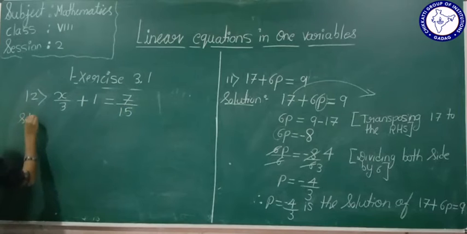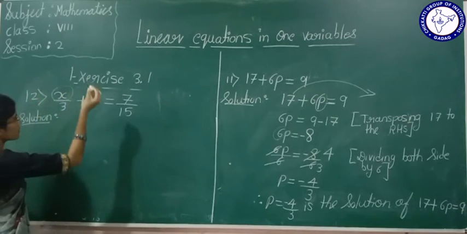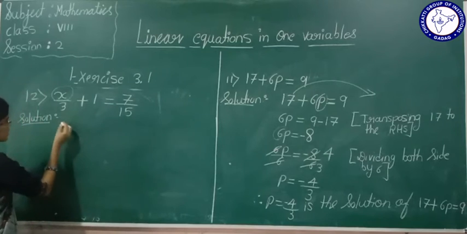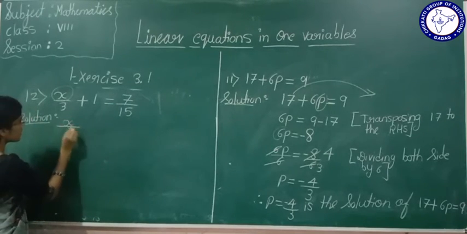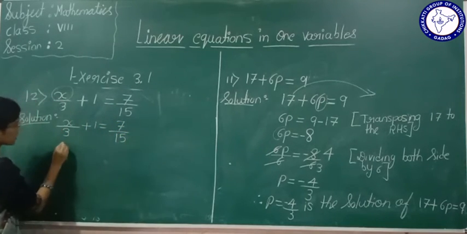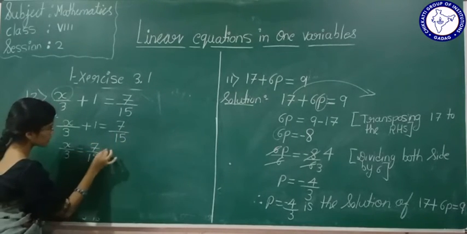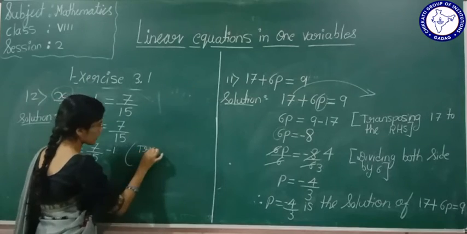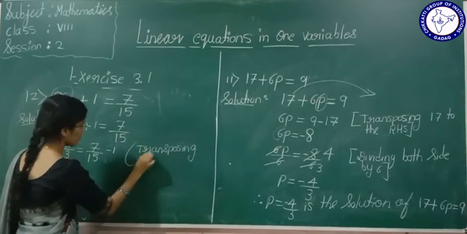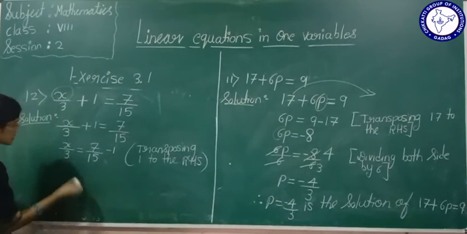See the solution. We want to know the value of x here, right? What will we do? First we will remove this 1. How to remove? Transposing 1 to the RHS. Write the given thing here. x by 3 plus 1 is equal to 7 by 15. So here we will transpose that. Okay. 7 by 15 minus 1. So what is the reason you are writing here? Transposing 1 to the RHS.